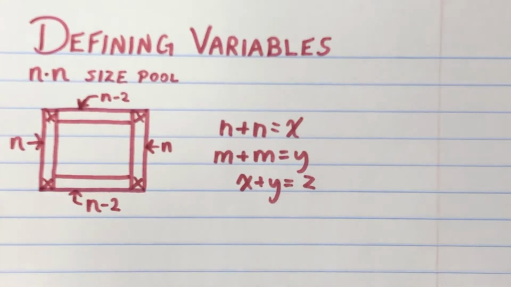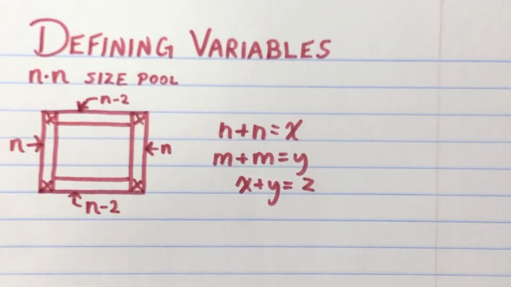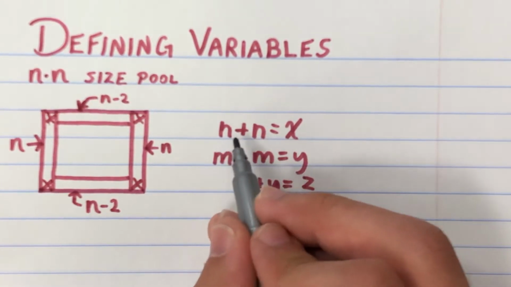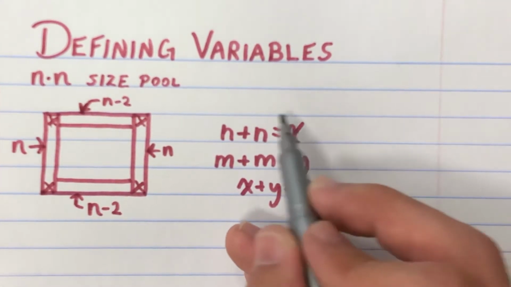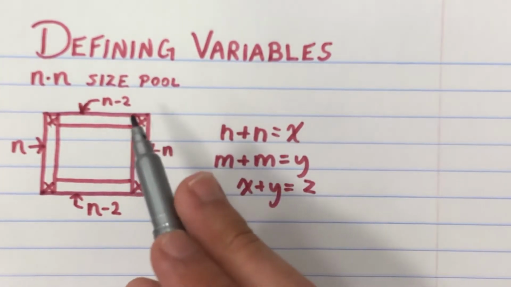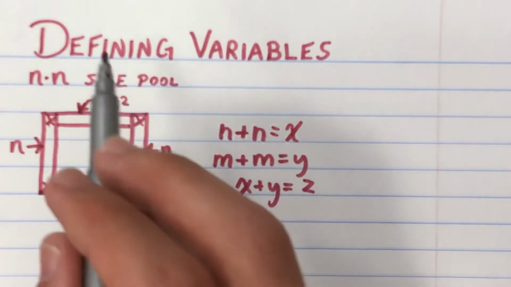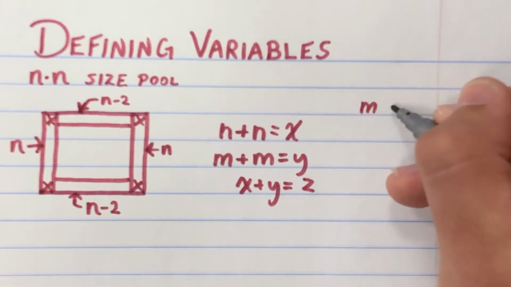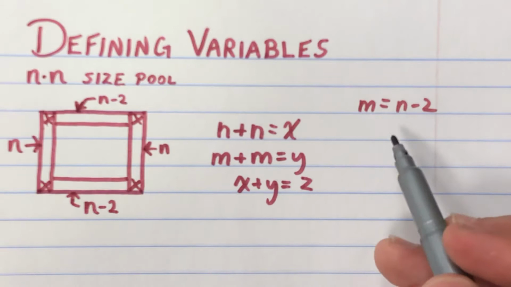But here's my thing, and this is why it's important to define variables. If I was just looking at this problem, and I had never seen it before, then I would have no idea what m was. I would know what x is because I know that n times n is the size of the pool, so I would know that n plus n is x. So I can figure out what x is if I know what n is. But I don't know what m is because it never really says anywhere in here. And that's what I mean by defining the variables, all right? So we could write just over here to the side that m equals n minus 2. And now it's possible to derive what m is.